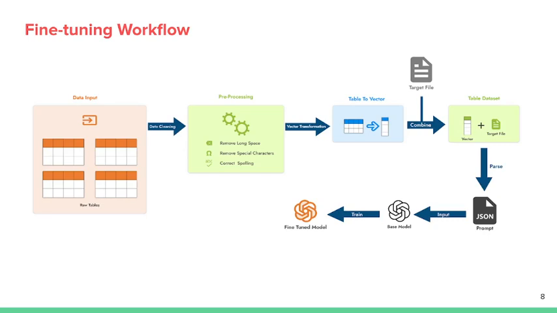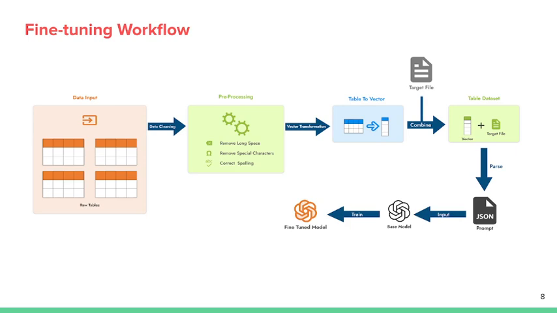Then, this image presents the process that was implemented to fine-tune our model. First, we perform pre-processing on our input table by removing special characters, too-long spaces, and correcting the spelling of some words. Then we transform our table into vectors that we combine and compare with the structure of the target table in order to produce a new dataset in the form of a table.